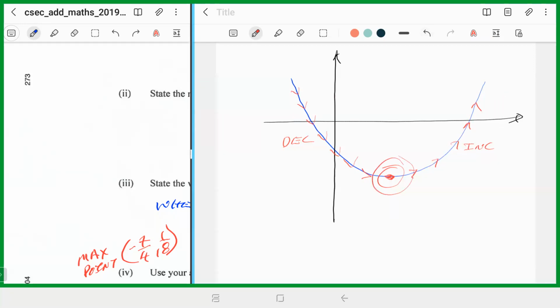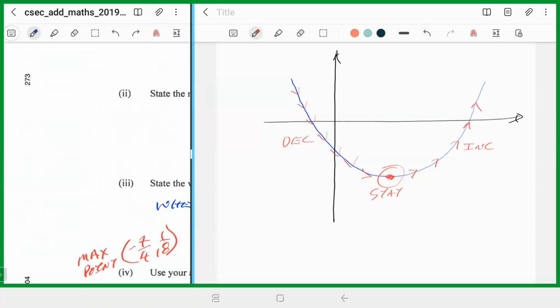What is this point called? It's neither decreasing nor increasing. Stationary. So a function can be doing one of three things. It can be increasing, it can be decreasing, or it can be stationary. When it is increasing, the gradient is positive. When it is decreasing, the gradient is negative. When it is stationary, the gradient is 0. Right here, it is stationary, called a stationary point.